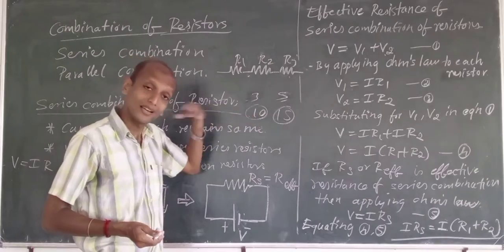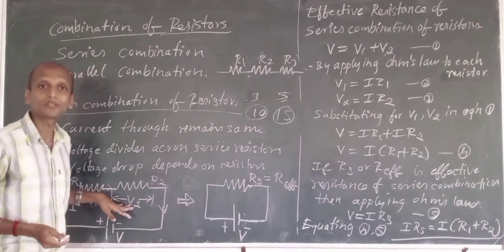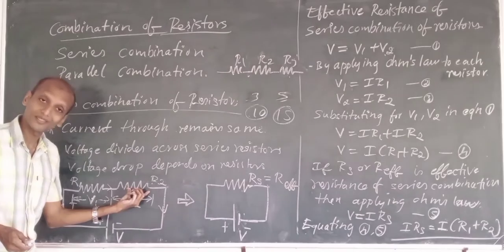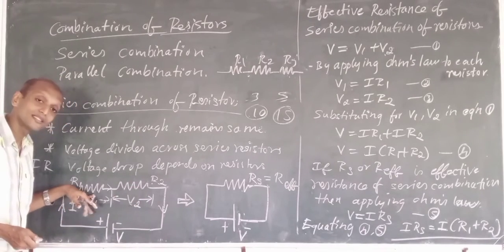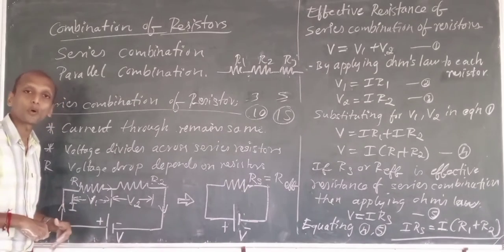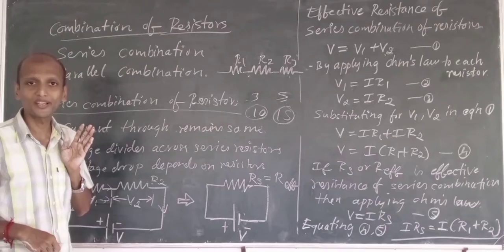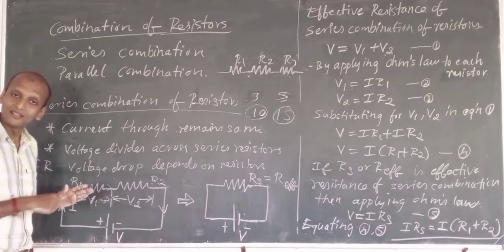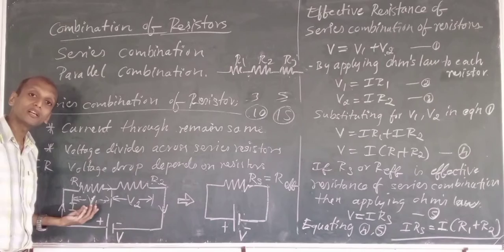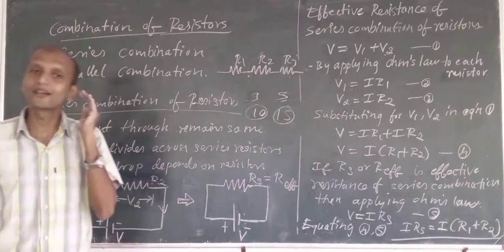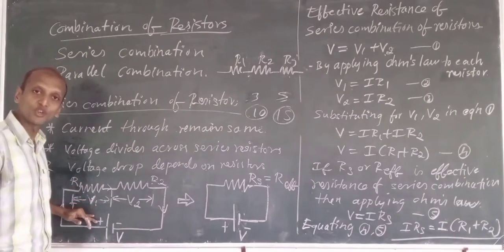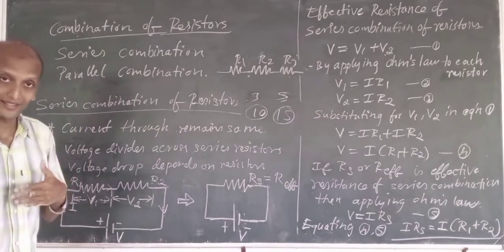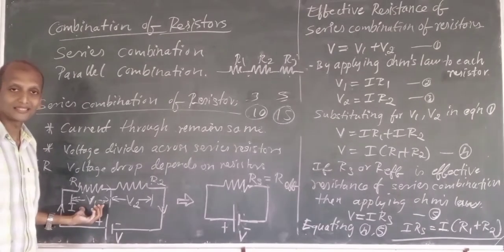This example I can take for the resistors also. If I have a resistor R1 of some resistance and R2 of some resistance, then how much voltage each can drop depends on the value of its resistance. More the resistance, more will be the voltage drop. Keep this clearly in your mind: when we have more resistance, current will be less and voltage drop will be more.